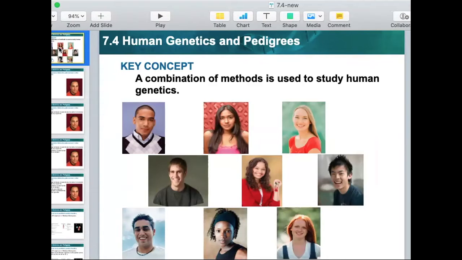So we're going to use a combination of methods to study human genetics. And we'll go through a few of them today on how we study how genes are passed on to children, how we can predict the chance of having a certain trait.